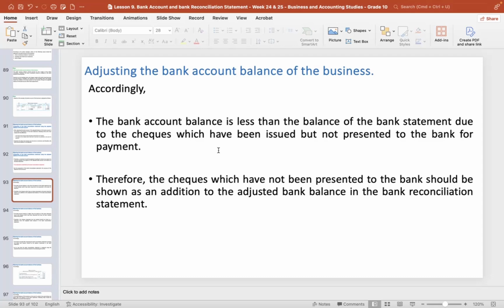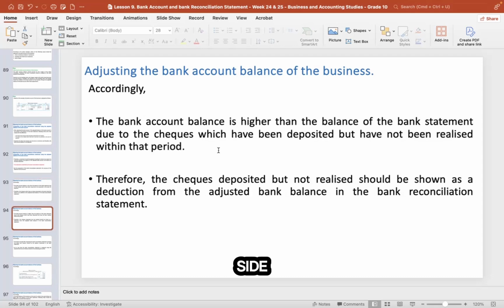Similarly, the next item, okay? We talked about the issued checks and let's talk about the deposited checks. Okay, what is happening with the deposited checks? The bank balance is higher than the balance of the bank statement. Bank account balance is higher than the balance of the bank statement due to the checks which have been deposited but not been realized within that period.